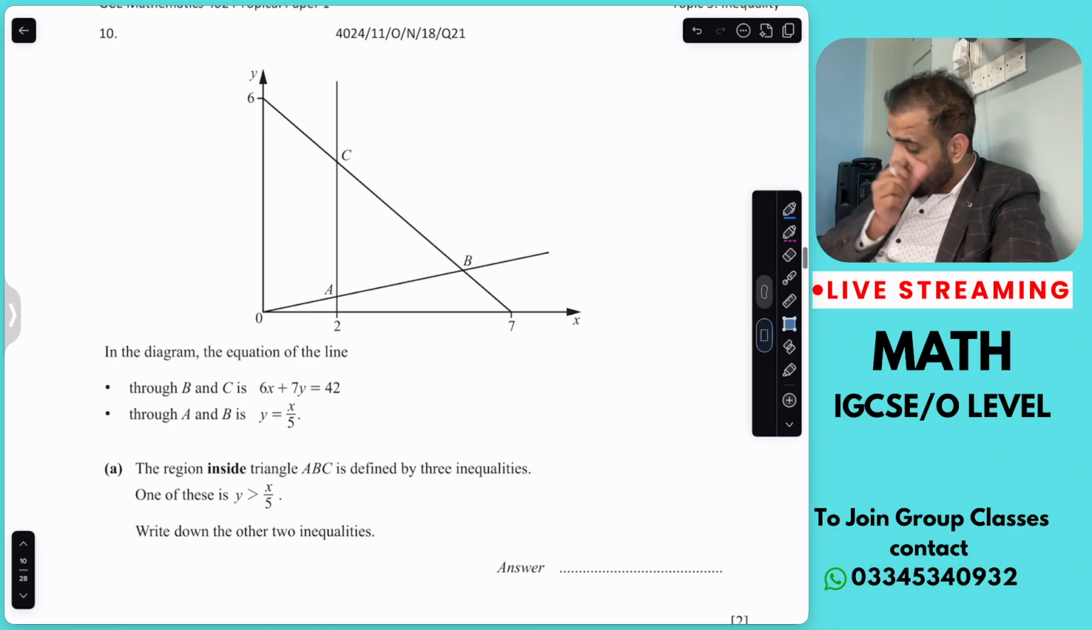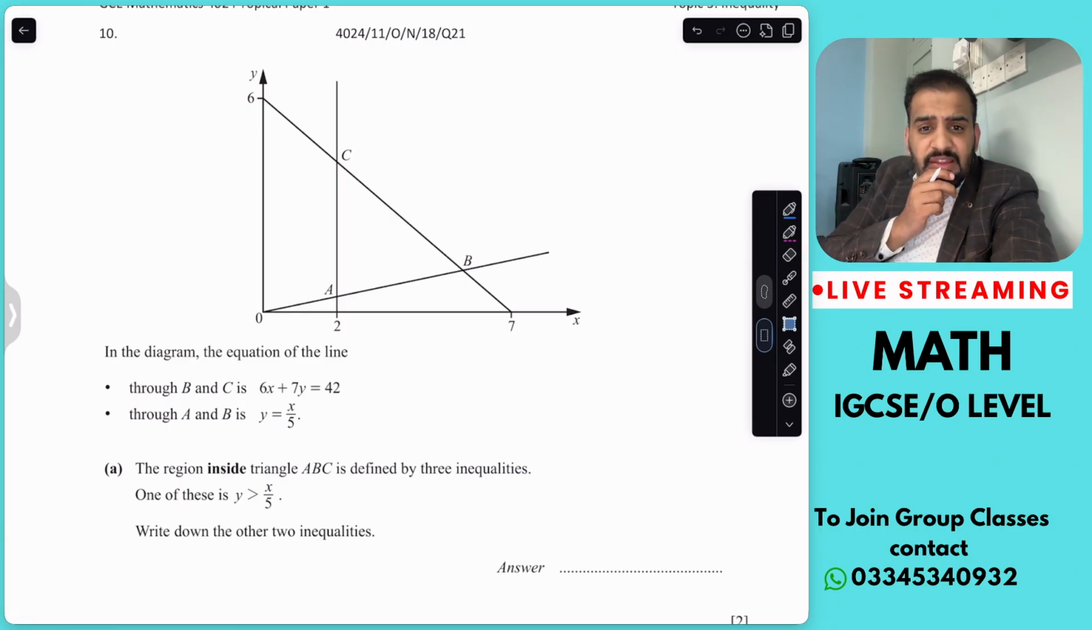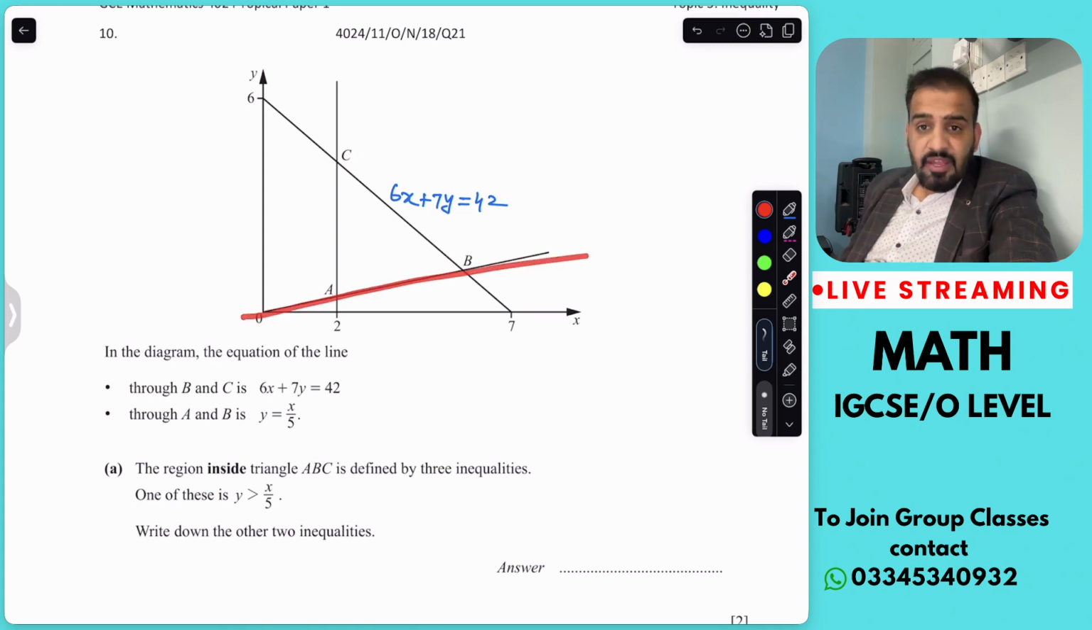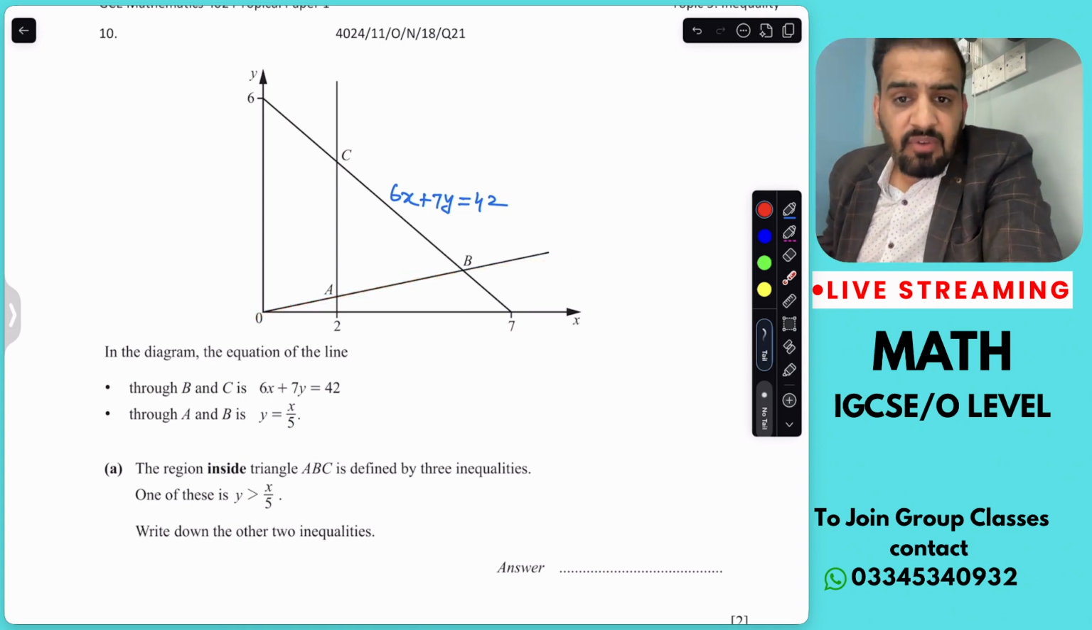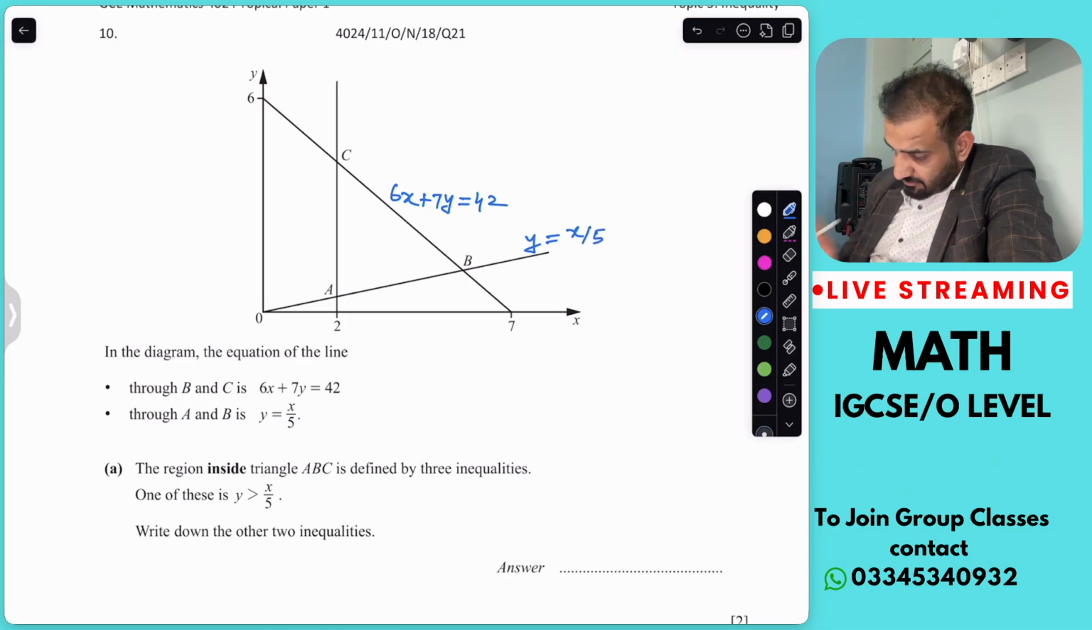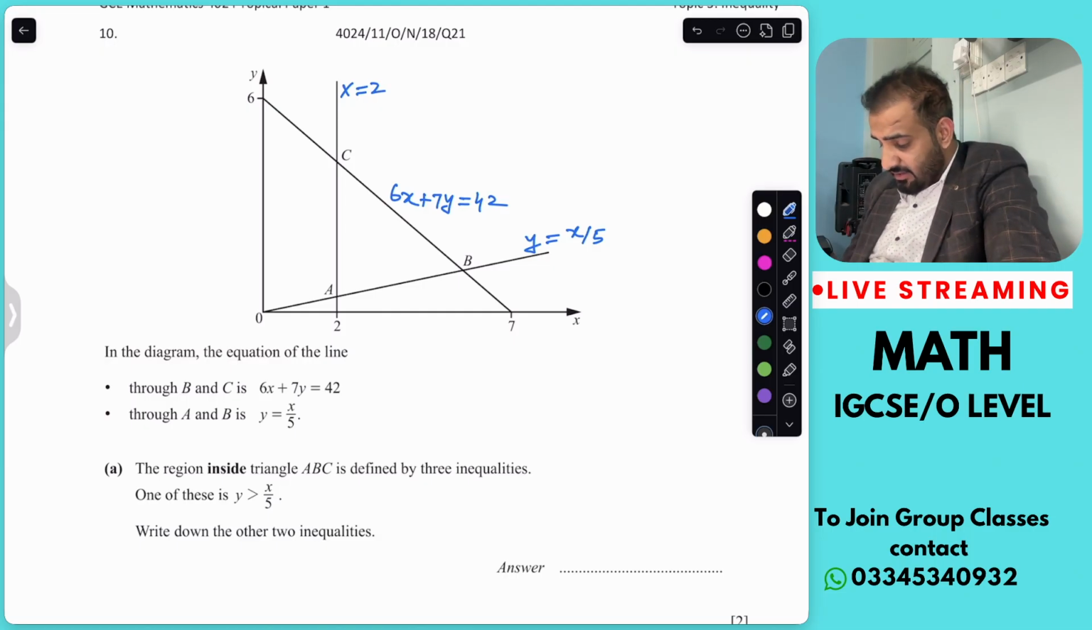Moving on to question 10. In the diagram, the equation of the line through B and C is 6x plus 7y equals 42. Through A and B is y equals x over 5. We know that this line has no y-intercept because the line passes through the origin. So this line is y equals x over 5. This line is x equals 2, which is a vertical line.